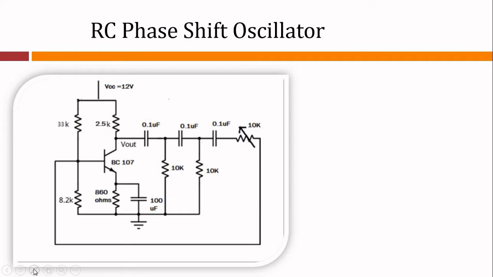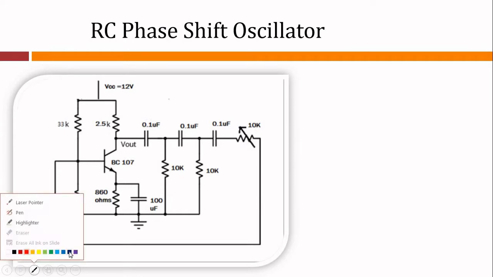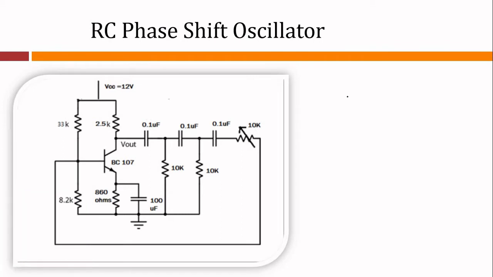If we are using the LC tank circuit, then they are referred to as LC oscillators, and if they are using RC components, they are referred to as RC oscillators. So we have two cases here. One is RC phase shift oscillator, and the second one is a Wien bridge oscillator. In today's experiment, we will try to understand the functioning of this circuit.